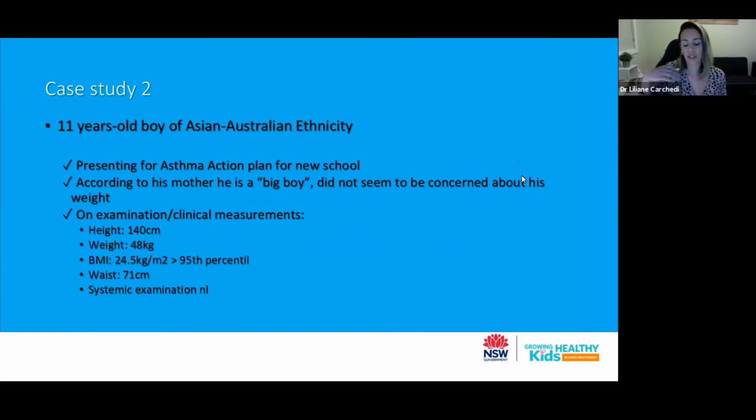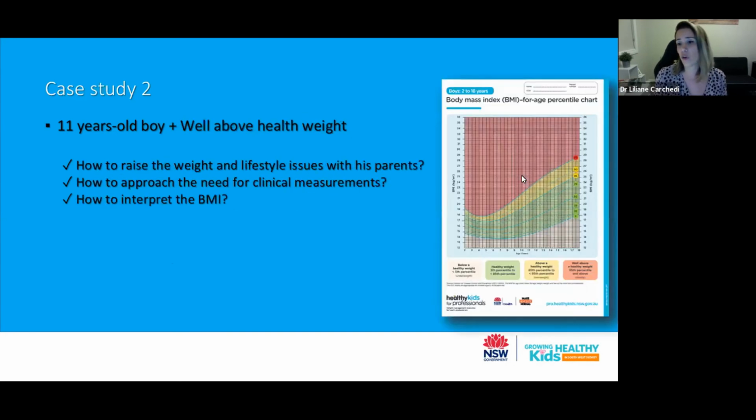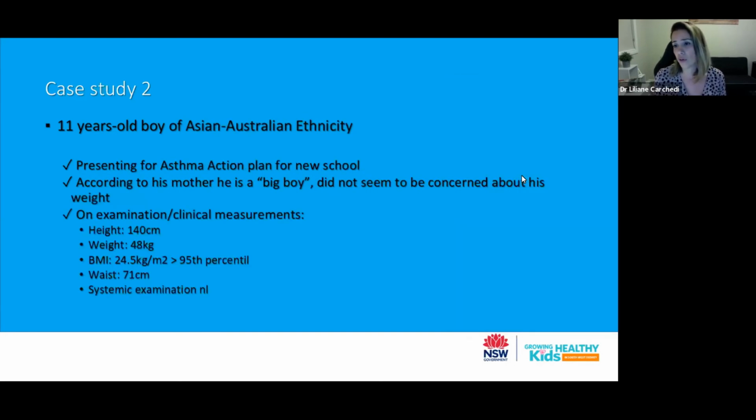And when I started trying to touch the subject, mum said, hey, he's a big boy, and she didn't actually seem concerned. So when I plotted on the chart, we figured out that his BMI was 24.5. It's interesting to plot on the child chart specifically for boys, because 24.5 is actually normal for adults. Most parents, when I tell them that, say, no, that's not normal, it should be less than 25. Yeah, it's normal for adults.